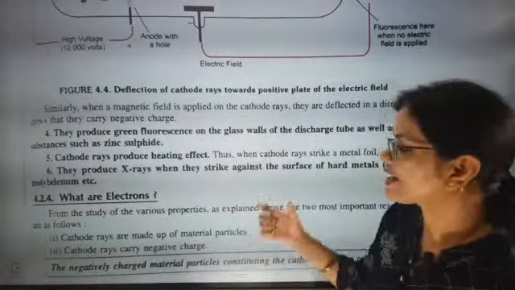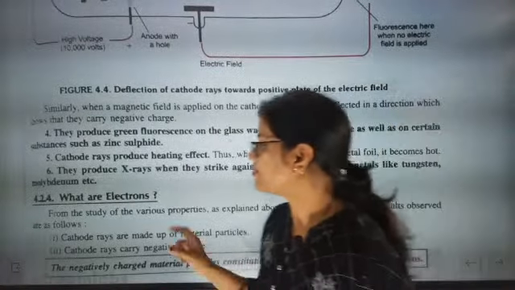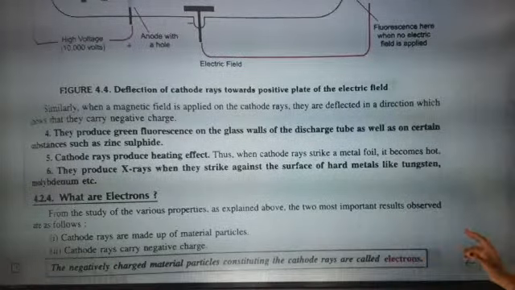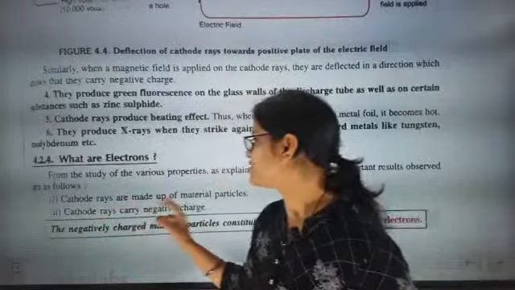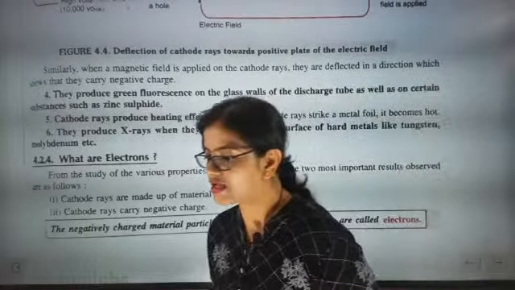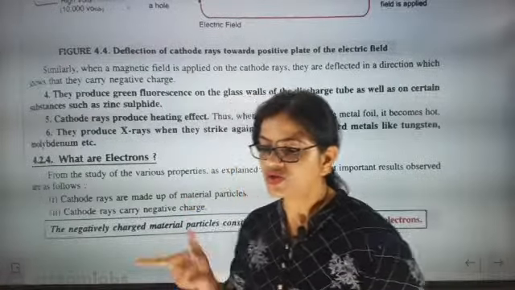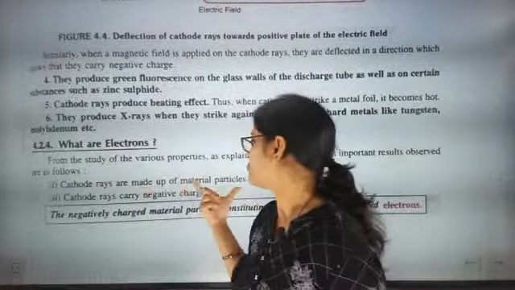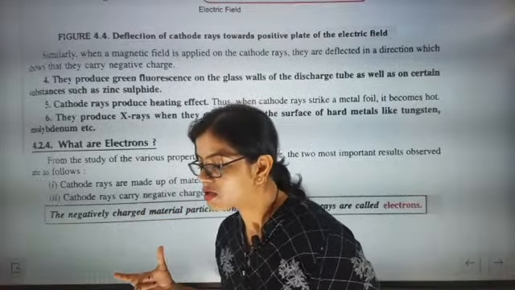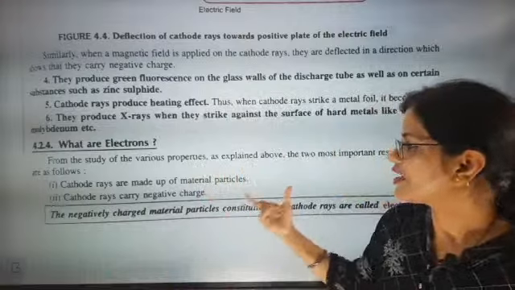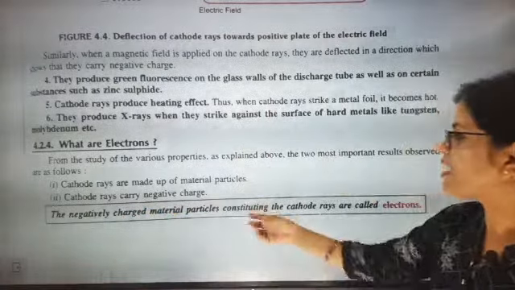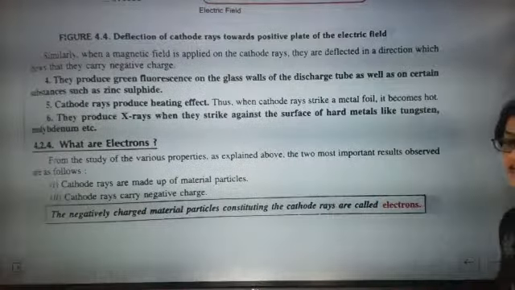So we have seen exactly about electrons. Now we are going to understand the electron from the study of various properties. The two most important results observed above are that cathode rays are made up of material particles and that cathode rays carry negative charge. So there is no fault in the statement. These are the two properties we have seen. The negatively charged material particles constituting the cathode rays are called electrons.